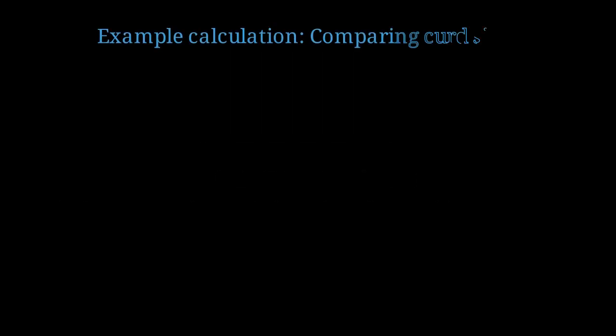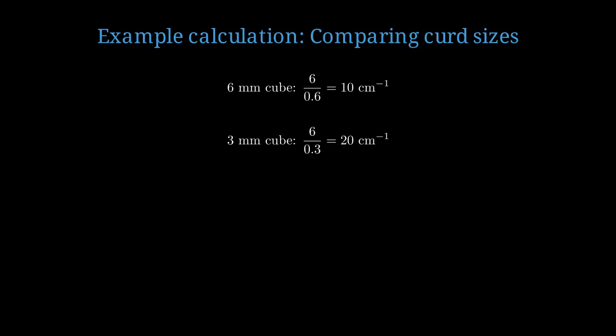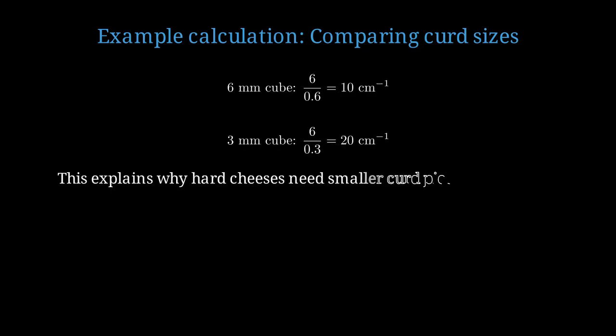Let's calculate this explicitly. For a 6 millimeter cube versus a 3 millimeter cube, what's the difference in surface area to volume ratio? A 6 millimeter cube, which is 0.6 centimeters, has a ratio of 10 per centimeter. A 3 millimeter cube has a ratio of 20 per centimeter, exactly double. This is why hard cheeses like Parmesan use very small curd pieces. They need to expel much more moisture to achieve their low final moisture content of around 30%.